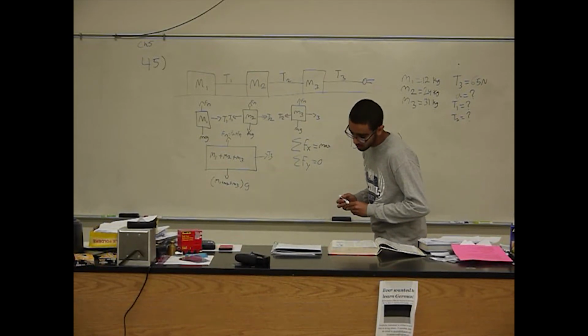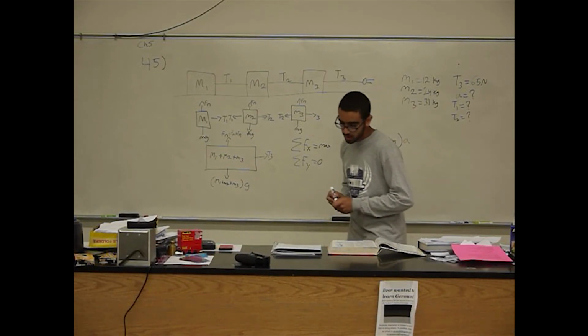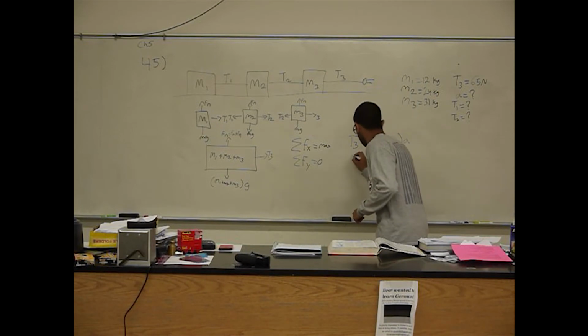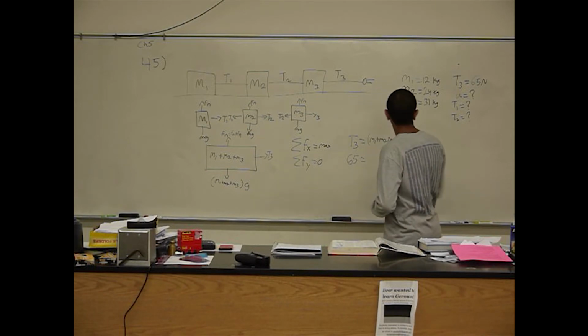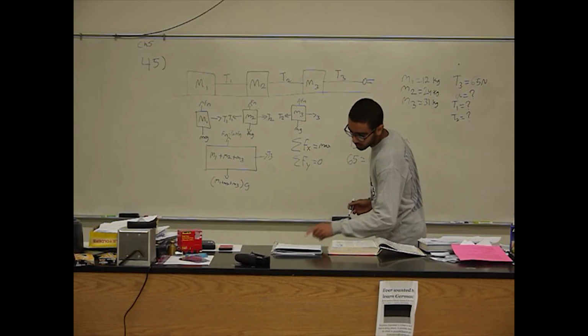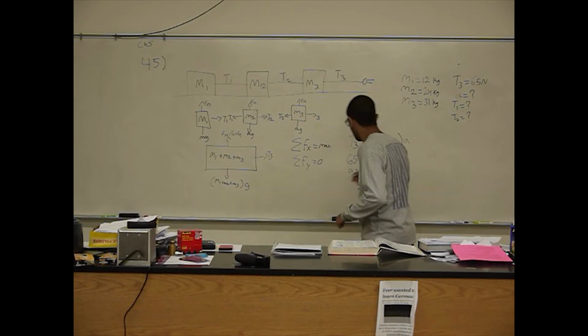And now we know that T3 is 65 newtons, so we can substitute that in. And we know all the masses, so we can add those up, and it's 67 times A. Divide, and we get A equals 0.97 meters per second squared.